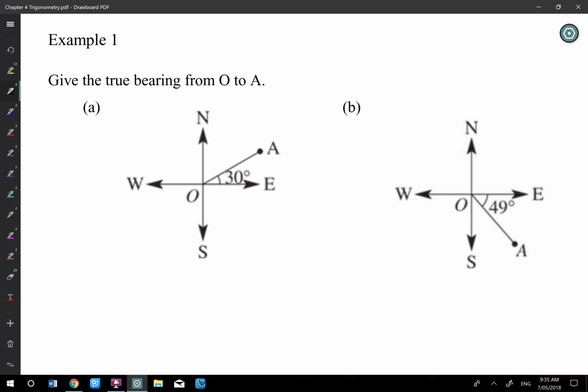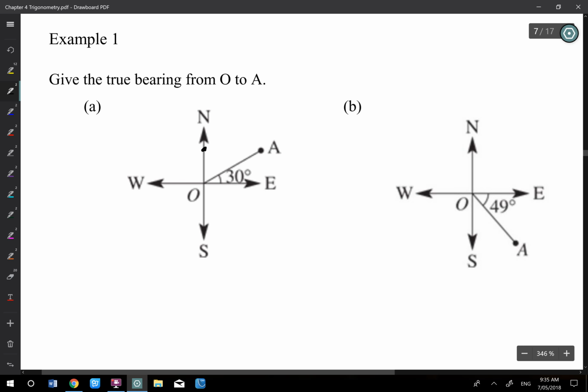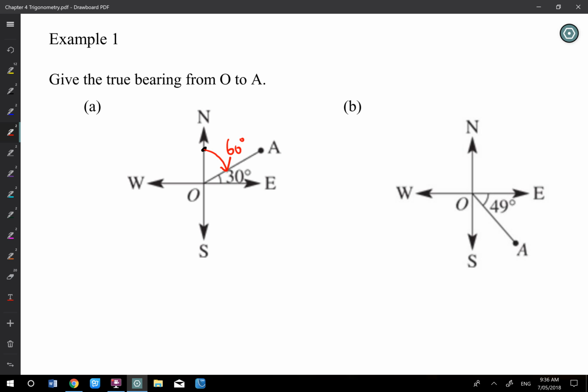So for our first example, give the true bearings from O to A. Can you see from O to A? I have connected OA and I have sketched the compass at point O because it's from O, so you measure from that point. From the north of that point, start from here, go clockwise until you touch the line. That is the angle of bearing. That's 60 degrees because it's given that that's 30 degrees there.